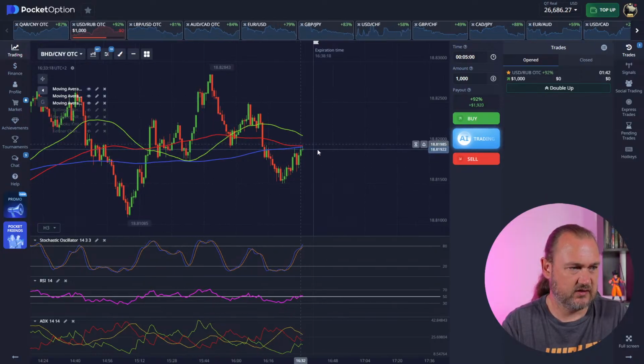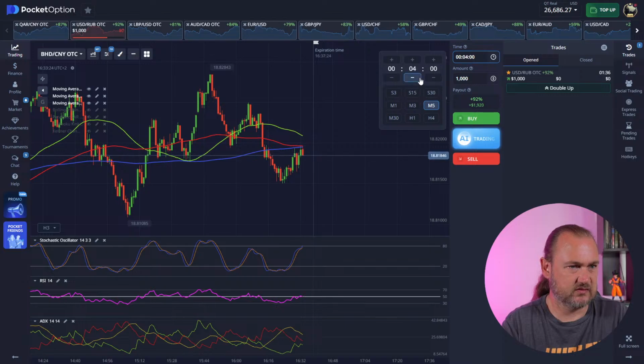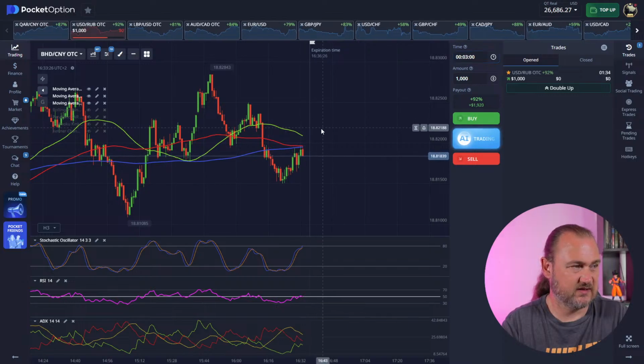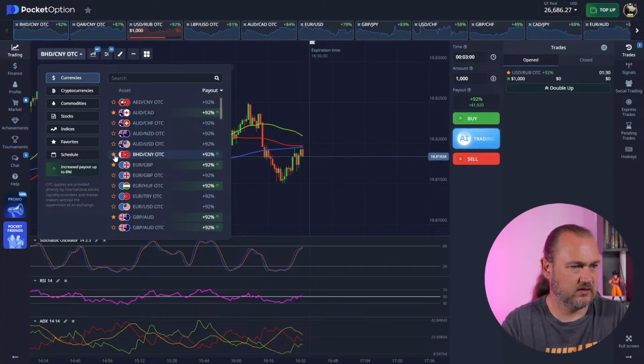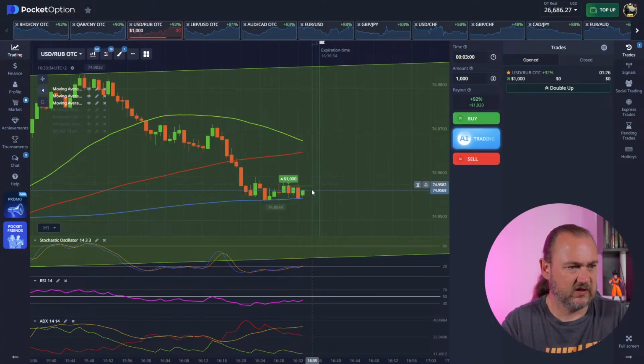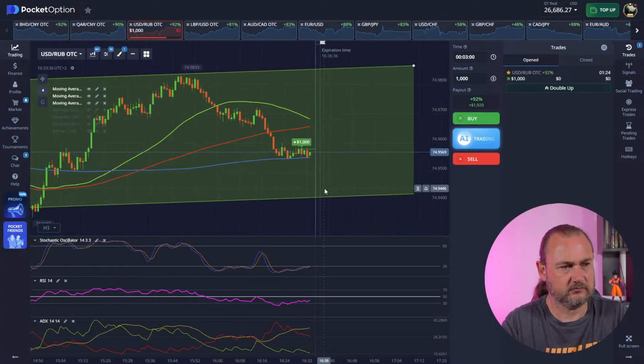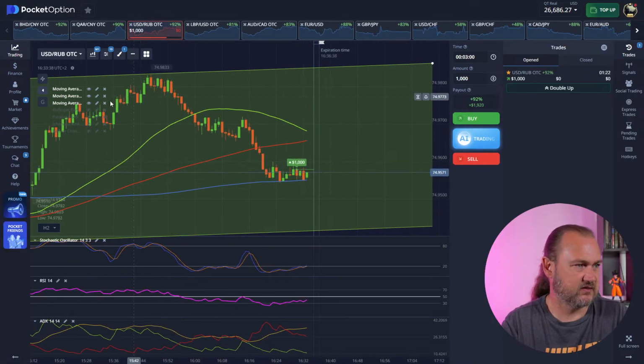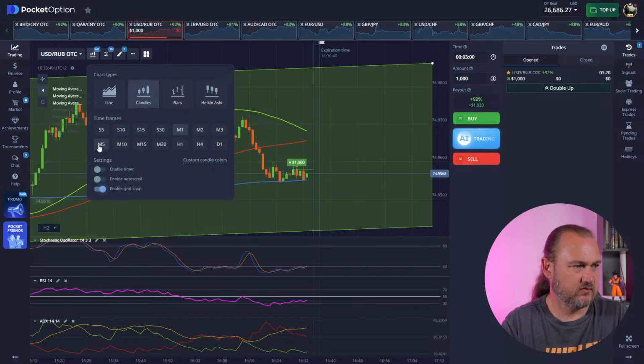It could give us an entry. Let's see if this rejects. If this does, I'm just going to go with the 2-minute, 3-minute sell. Let's add that quick. So I want to jump back to this, see how this is doing on the 1 minute. I still have 1:25 left on this 5-minute candle.